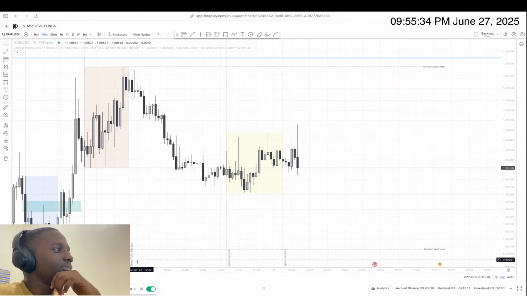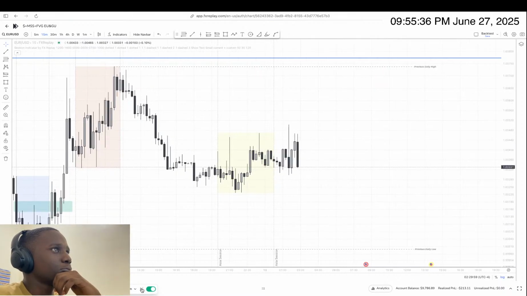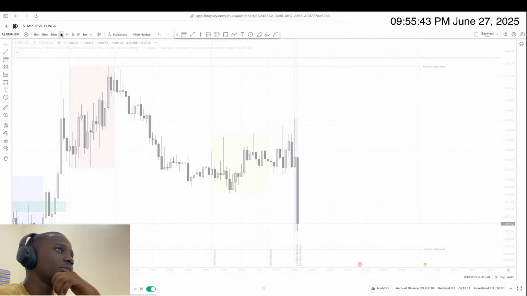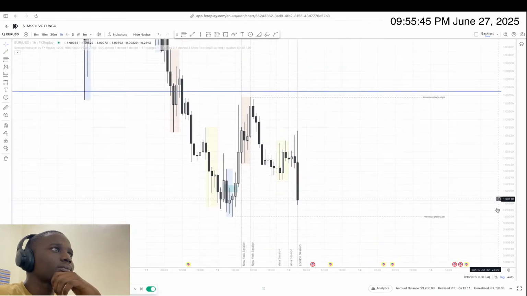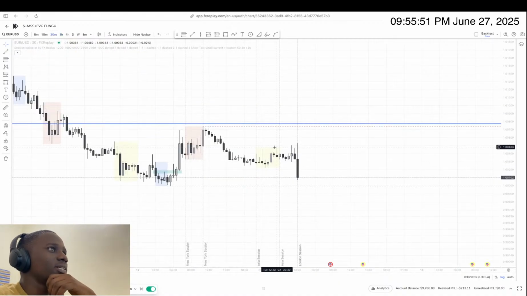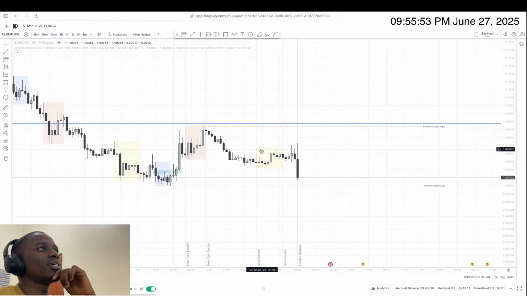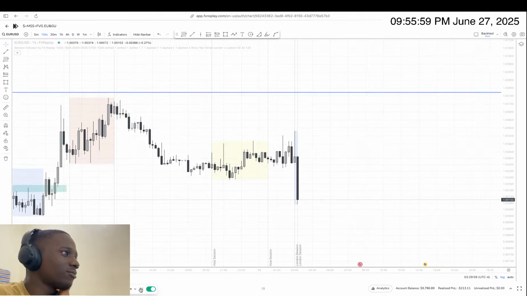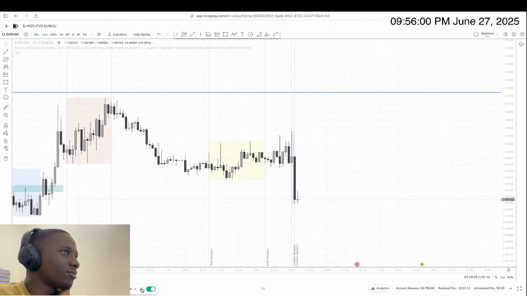We take out Asia high, and we get a really nice drop at the open of this Wednesday. Get a really nice sweep of the highs from yesterday and from Asia high, and we get a clean shift in structure. Let's see if we get a nice fair value gap to retrace to.